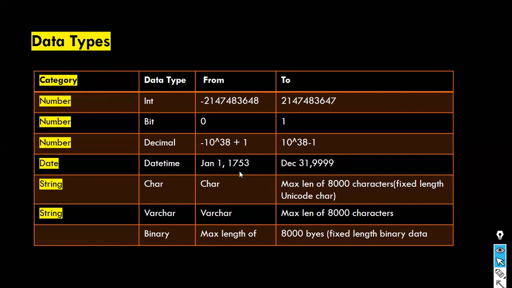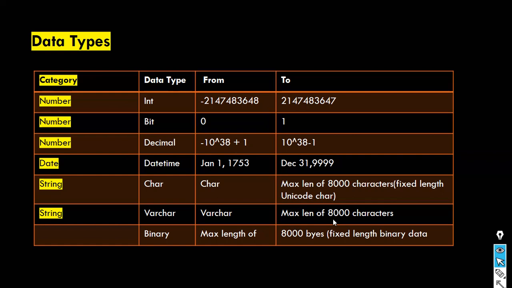And datetime, from 1753 January 1 to December 31, 9999. You can store the values in that range. And the other one is the string, with a maximum length of 8,000 characters. Even in the case of string itself, different data types are available in SQL Server: nvarchar, varchar, and char. Some people say varchar, char.